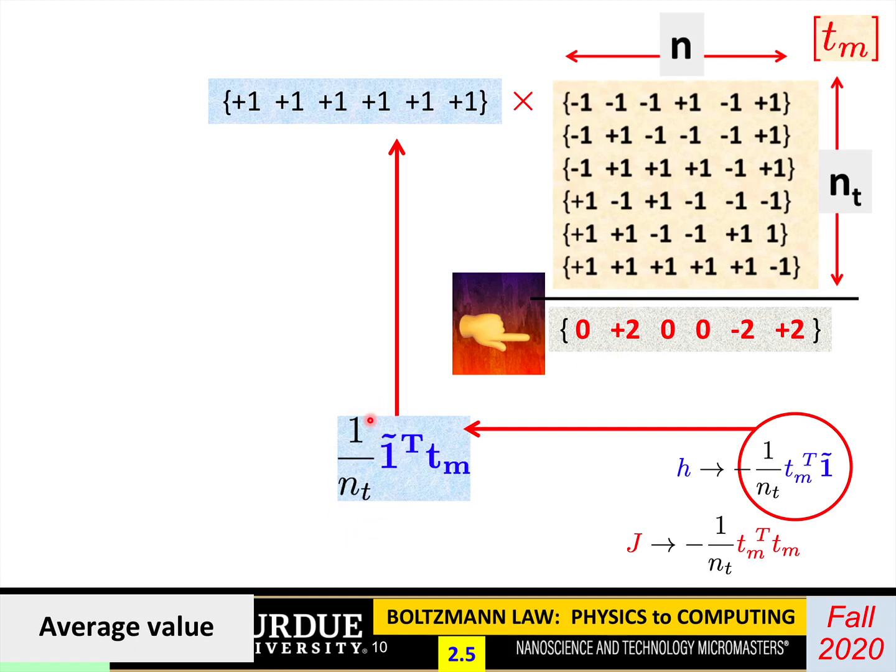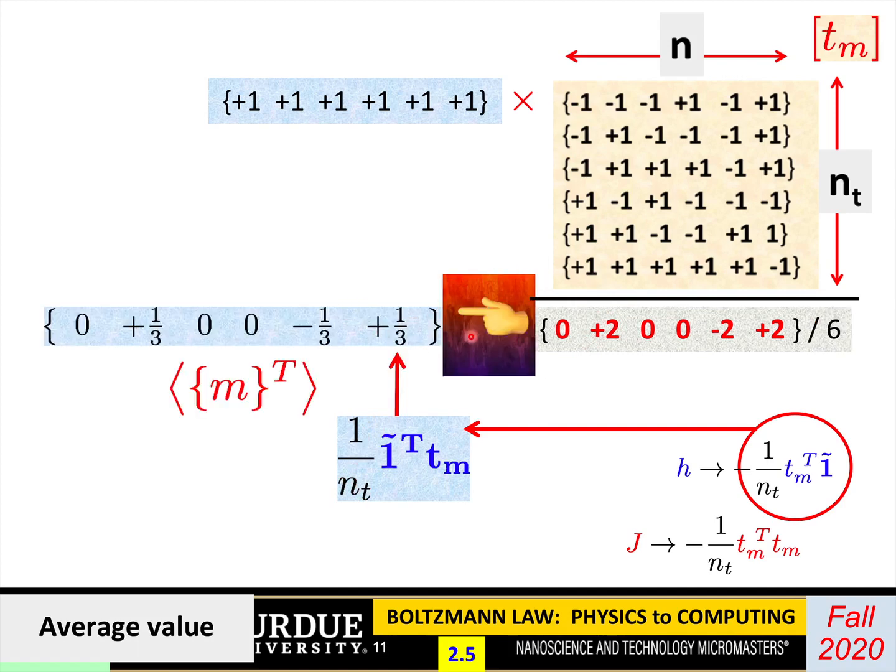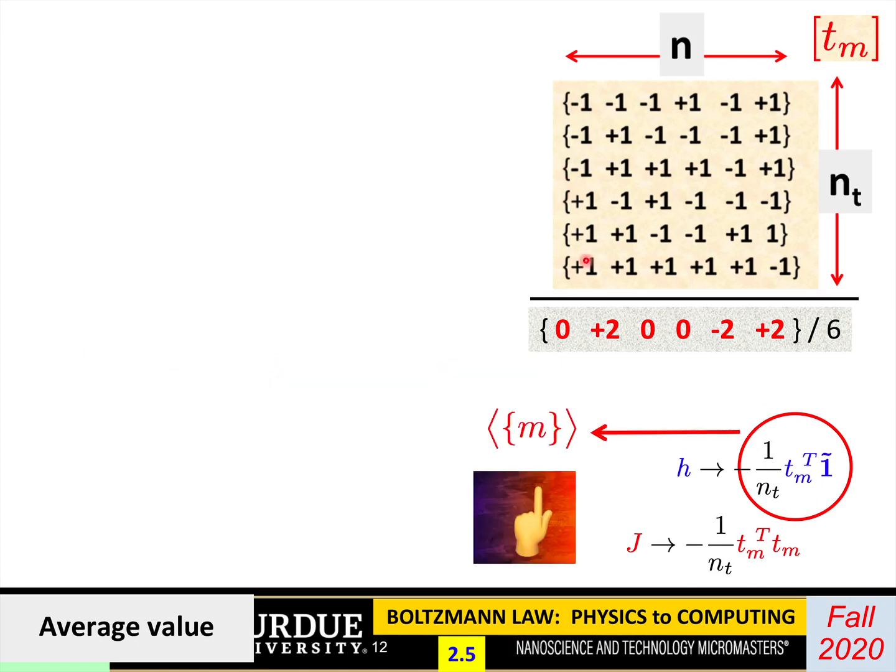And then you have to divide by this nt, which is the number of rows that you have here. In this case you're dividing by 6, so what you're really getting at the end of the day is the average value of each bit. So, in other words, this quantity here is basically the average value of m. Average meaning averaged over all the configurations in your truth table.